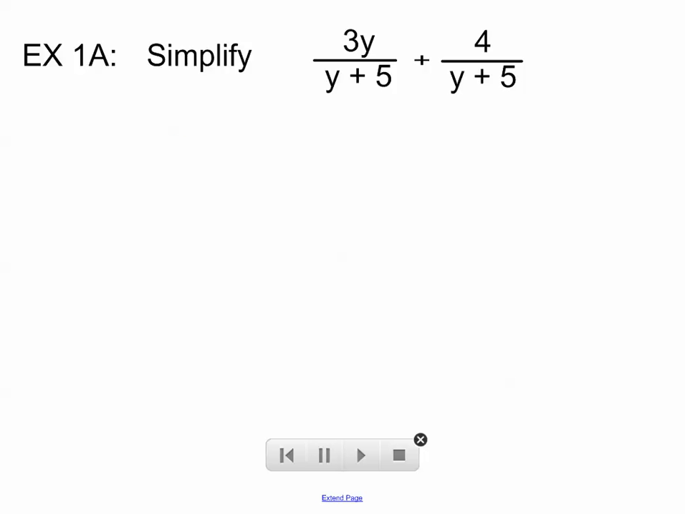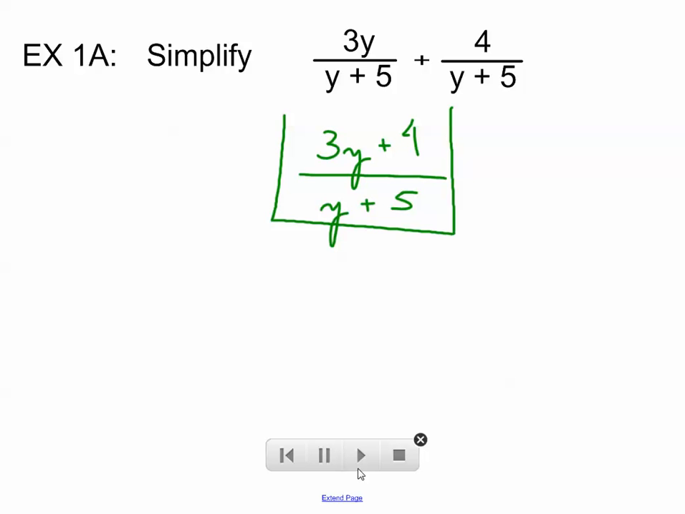So here we're being asked to add these two fractions. Do we have a common denominator? Yes, we do, y plus 5. So when that's the case, the denominator just stays the same, and we add the numerators. So 3y plus 4 over y plus 5. On the top, we don't have any common terms or like terms, so we're done. That's our answer, 3y plus 4 over y plus 5.